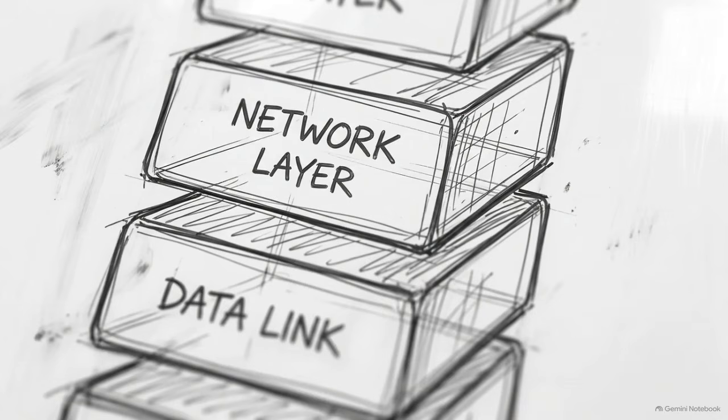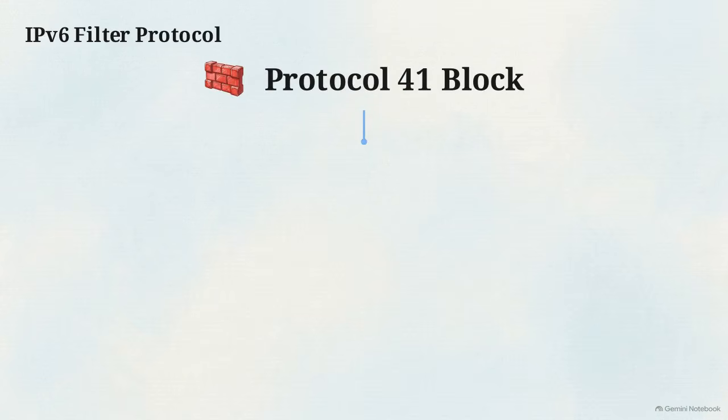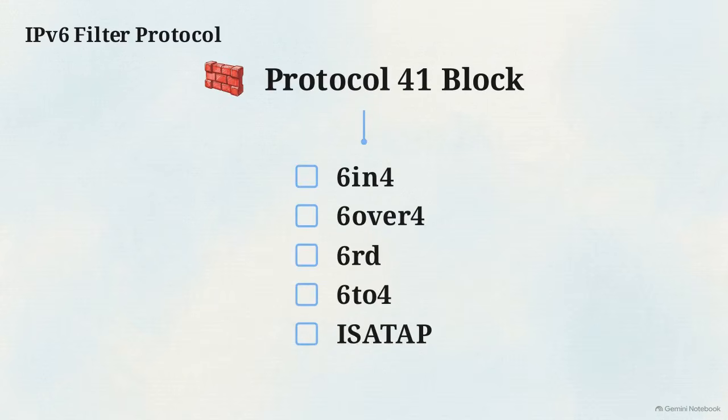Step 2 moves us up the network stack to address encapsulated IPv6 in IPv4 tunnels. The key identifier here is Protocol 41. This diagram outlines our filter protocol. Create an IPv4 rule dropping packets where the protocol field is exactly 41.